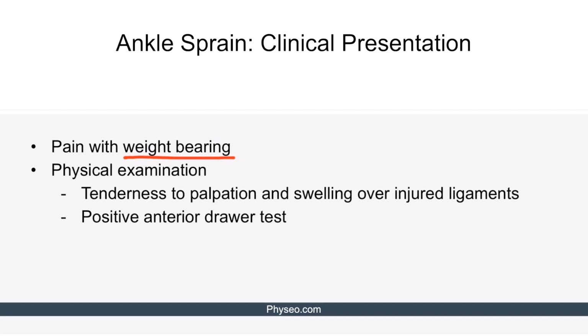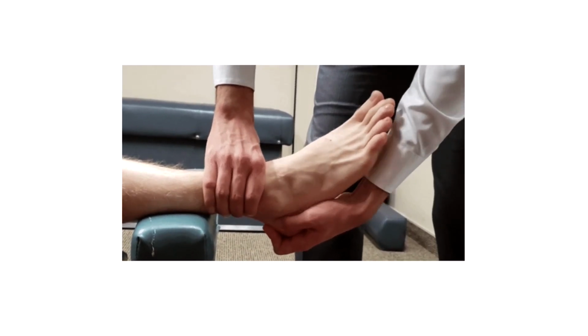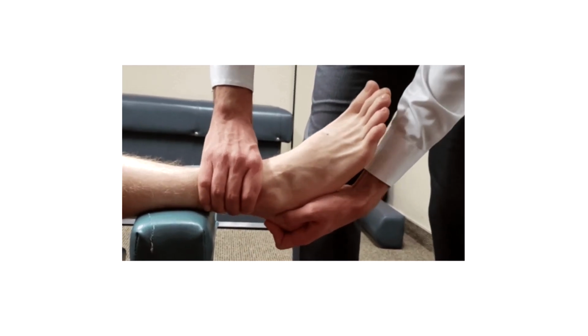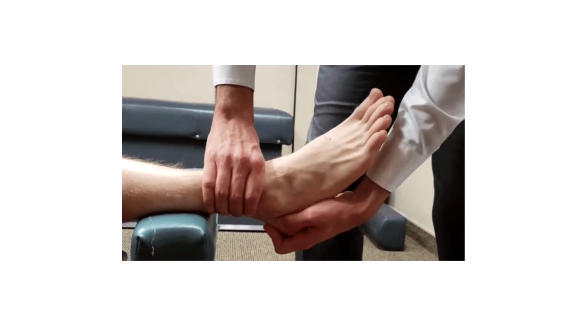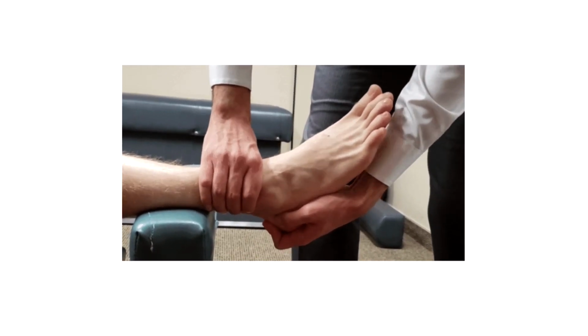of the knee. Here's what the anterior drawer test of the ankle looks like. To perform this test, the clinician grabs the heel with one hand and stabilizes the tibia and fibula with the other hand. The clinician then draws the heel anteriorly with respect to the tibia and fibula and pays careful attention to the amount of anterior translation.